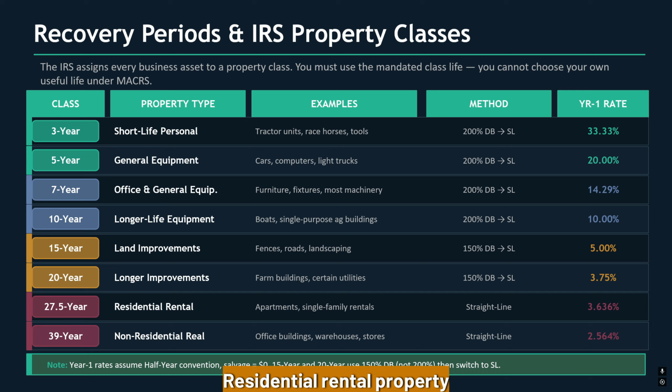Residential rental property, meaning apartments and single-family homes that you rent out, is 27.5 years. Non-residential real property, your office buildings, warehouses, retail stores, is 39 years. Both of these use straight line and not declining balance, and they use a different convention called mid-month rather than the half-year convention that applies to personal property. Year 1 rates shown assume the half-year convention, which is the default for personal property.